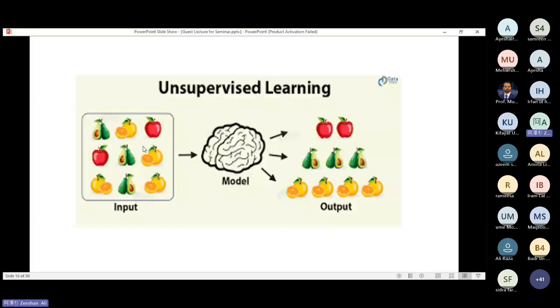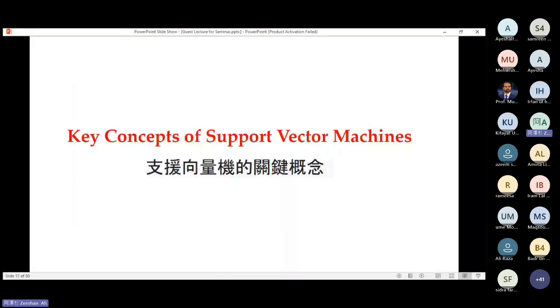Key concepts of support vector machine. Actually, supervised, unsupervised, classification, and regression are all types of machine learning problems, because machine learning algorithms are famous for classification or regression. So we explained what is a machine learning algorithm, what is classification, what is supervised, what is unsupervised. But these are the key concepts of the machine learning algorithm.